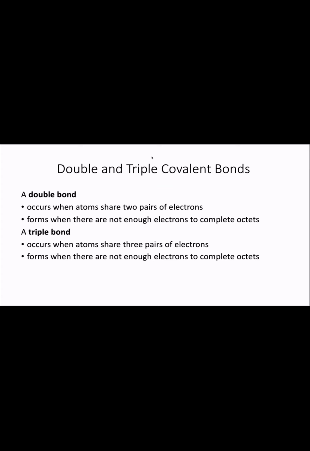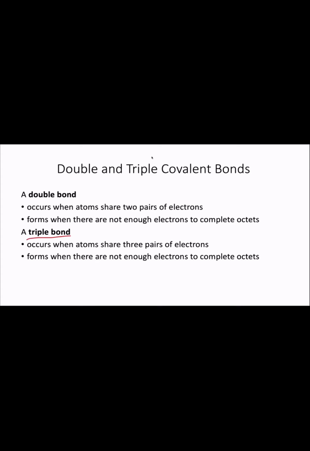Double and triple covalent bonds. A double bond occurs when atoms share 2 pairs of electrons, formed when there's not enough electrons to complete an octet. Okay, that's when it gets a little more complicated. Sometimes the valence electrons are not going to be enough, so we're going to have to find a better way to make them fit.